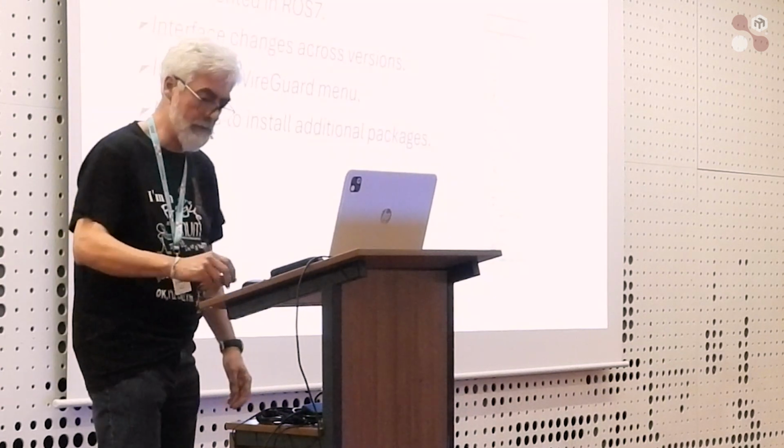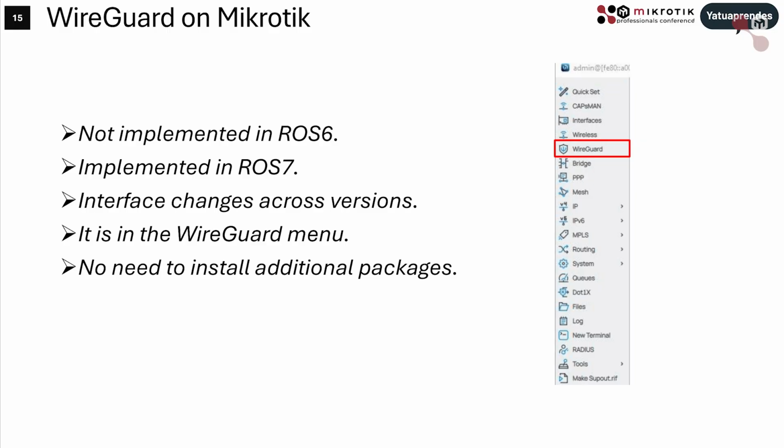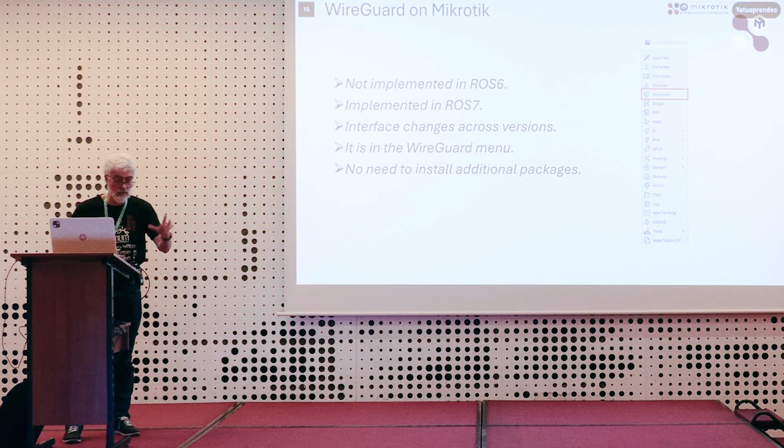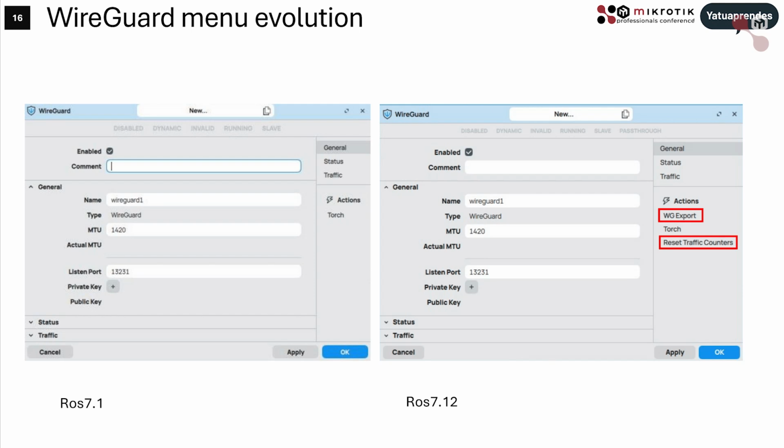Okay, WireGuard is not implemented on ROS 6, it's only on ROS 7. Interface changes across versions. In the WireGuard menu, we have the configuration. We don't need to install additional packages because it's in the main package. This is the interface from ROS 7.1.